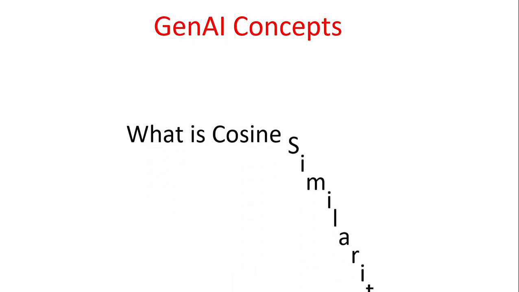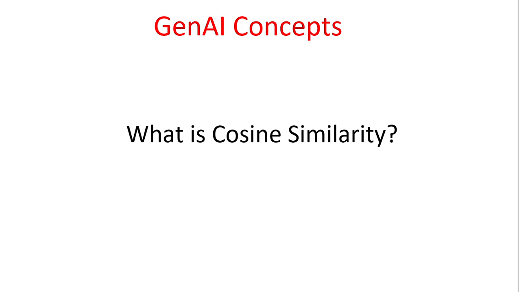So now we have seen how documents are split into chunks, but once the chunks are stored as embeddings, how does AI find the most relevant one? And that's what brought us to today's topic. What is cosine similarity? So as always, we will try to understand this topic step by step.